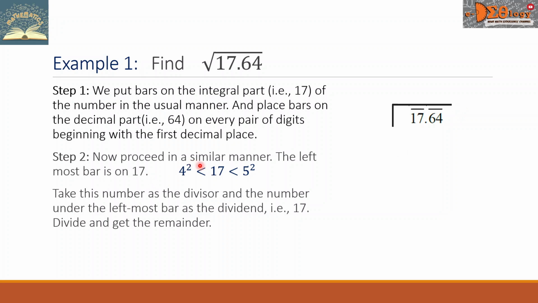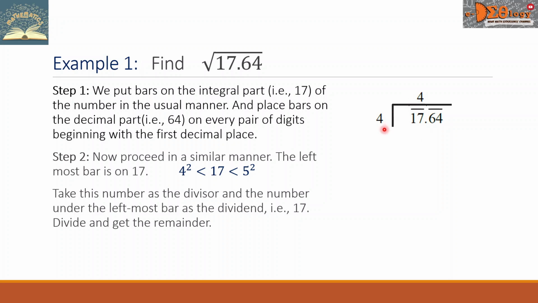Step 2, we now proceed in a similar manner. The leftmost bar is on the number 17. Then we take the square root of 17. Notice that the number 17 is between 4 square and 5 square. So we will use the smaller value. This number 4, we will take as the divisor and the number under the leftmost bar as the dividend. So we write number 4 here and also here on top of 17.